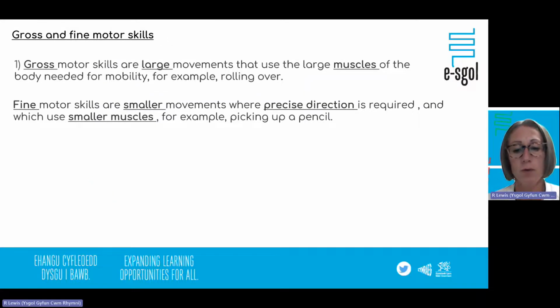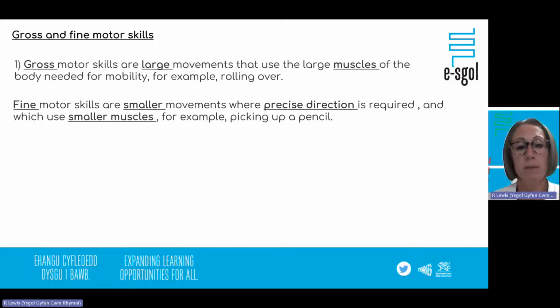Okay, moving on now then to gross and fine motor skills. Okay, pupils need to understand the difference between gross and fine motor skills. Okay, firstly we will look at gross motor skills, which are the large movements that we utilize through large muscles. Okay, this, for example, would be a baby learning to sit unaided, a baby holding their head in a solid position, possibly rolling over, starting to crawl, walking unaided, because obviously the large muscles are being used.